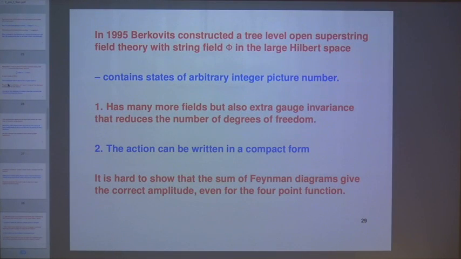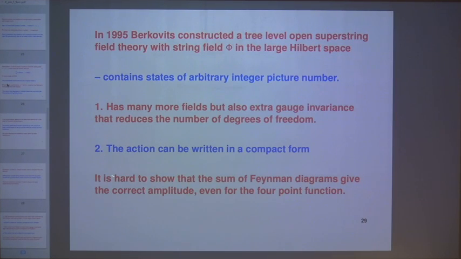So again the history of this goes back to the 1990s. In 95, Berkovits constructed a tree-level open superstring field theory with string field phi in what he called the large Hilbert space. So what is a large Hilbert space? A large Hilbert space contains states of arbitrary integer picture number. So this of course has many more fields, but this also has extra gauge invariance. And this reduces the number of degrees of freedom, and the action can be written in a compact form.